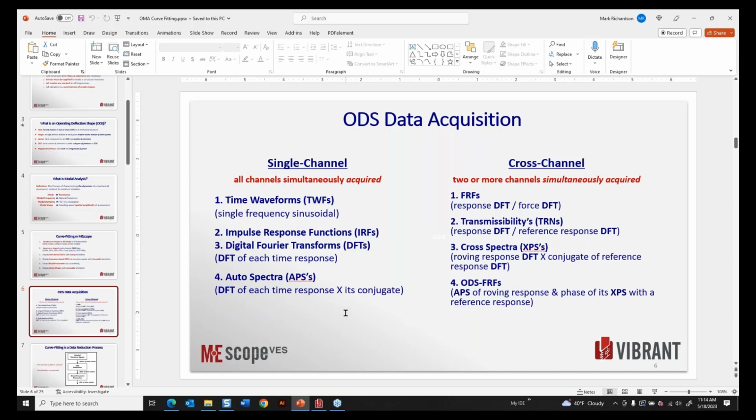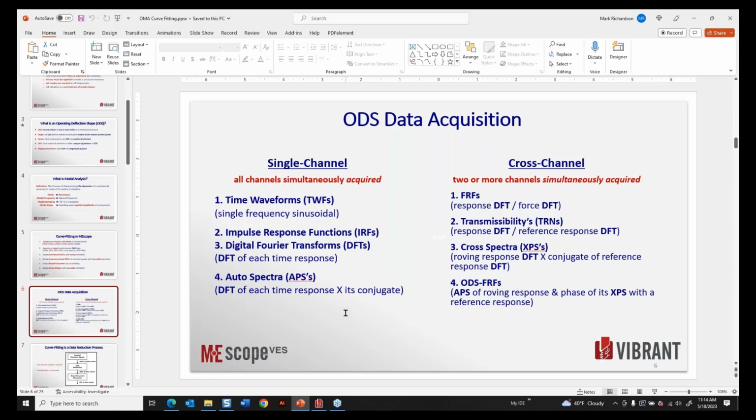Auto spectra, again, this is used heavily in the machinery maintenance area. Simply measuring the peak values in the auto spectrum of what are called machine orders, or multiples of the running speed of the machine.